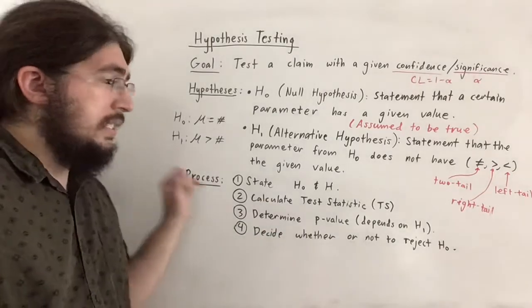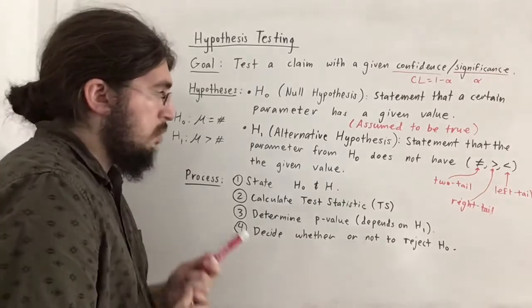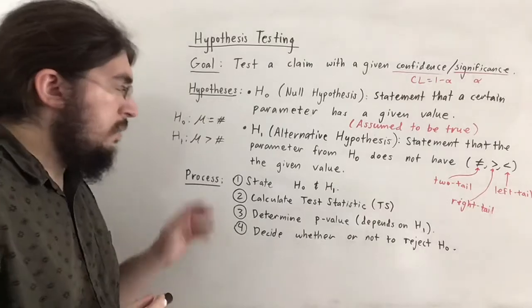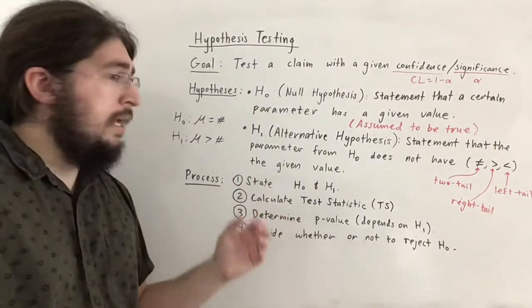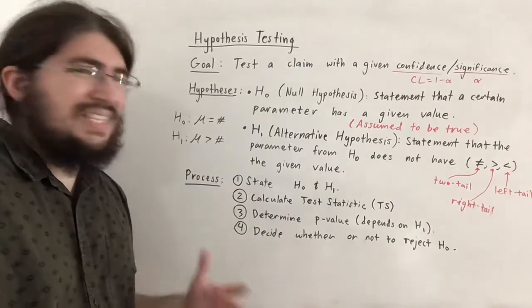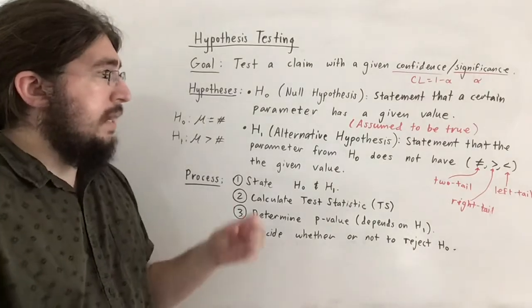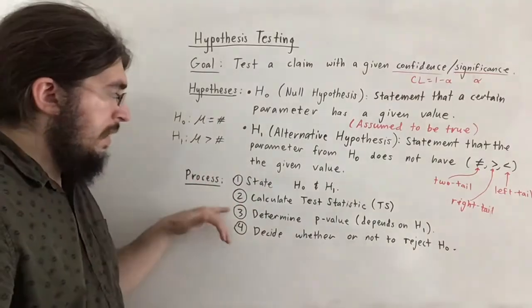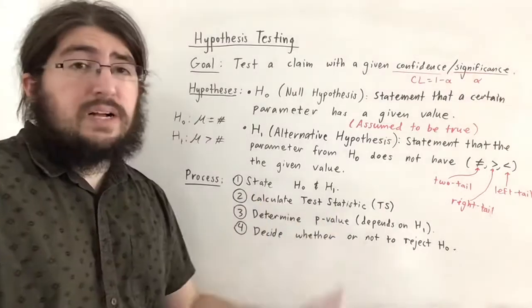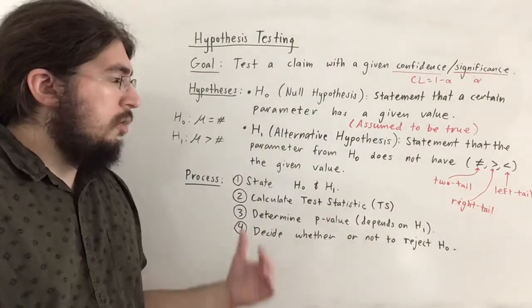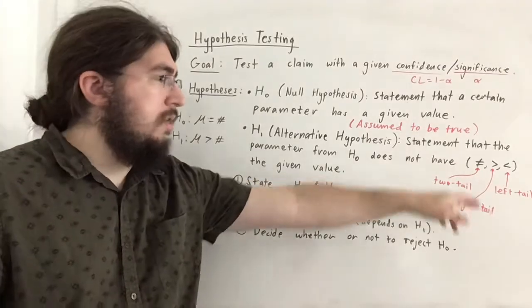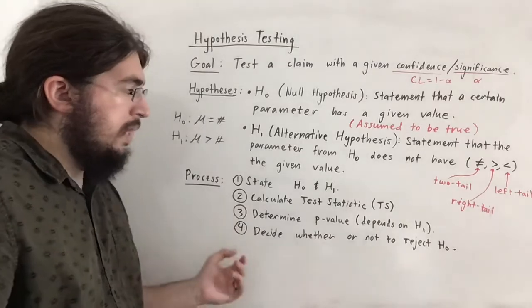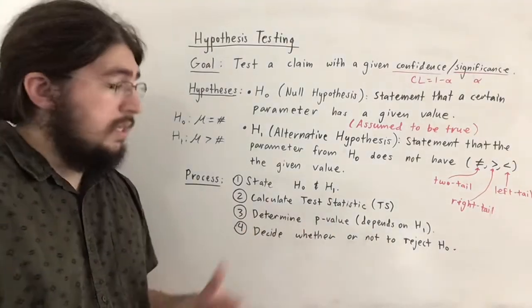The first step of the process is to state the hypotheses, H naught and H1, so the null and alternative hypotheses. Step 2 is to calculate the test statistic. That'll be our key to unlocking whether we can reject or not reject the null hypothesis. More on that in the next screen. Step 3 is to determine what is called a p-value, and this depends on H1. Your p-value could be a result of a two-tail, right-tail, or left-tail test. Again, we'll discuss more on that a little later. And step 4 would then be to decide whether or not we reject the null hypothesis.